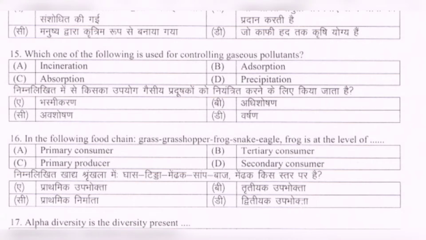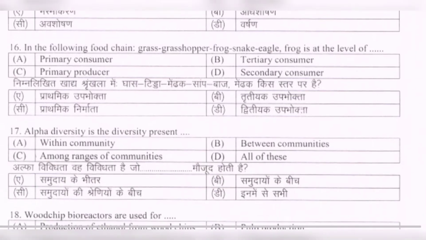Which one of the following is used for controlling gaseous pollutants? Options are incineration, adsorption, absorption, precipitation. The correct option is, so here maybe something went wrong while framing this question, and marks were awarded regardless of the options the candidate chose. Okay, so marks will be given to all the candidates. So let's see the next question.